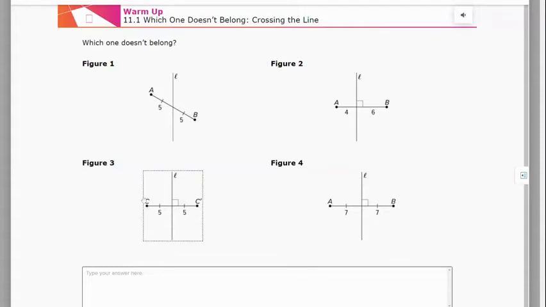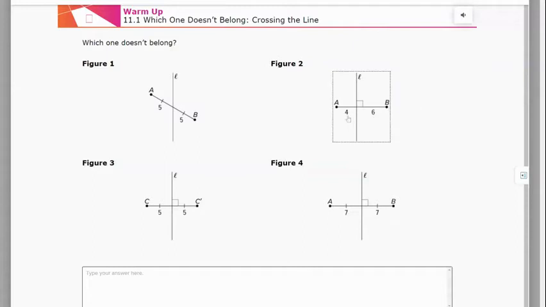Perhaps just labeling, right? Figure 4, what's the difference? Maybe just A to B. I don't see anything else. All right, so figure 1 looks like it's slanted here.